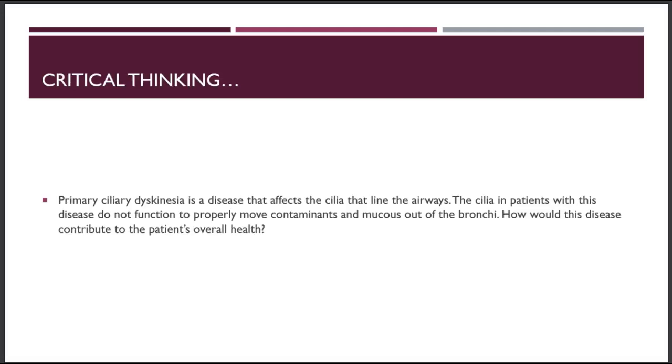Our critical thinking question is here. It says primary ciliary dyskinesia is a disease that affects the cilia that line the airways. The cilia in patients with this disease do not function to properly move contaminants and mucus out of the bronchi. How would this disease contribute to the patient's overall health? So consider that. Remember, cilia are part of the first line of defense. It's one of those structures in the respiratory system. So consider how, if these structures do not function properly to remove mucus from the bronchi, how would this contribute to the patient's overall health?